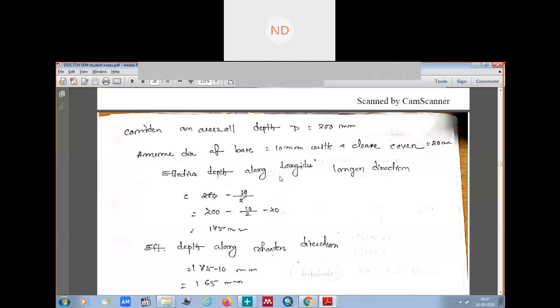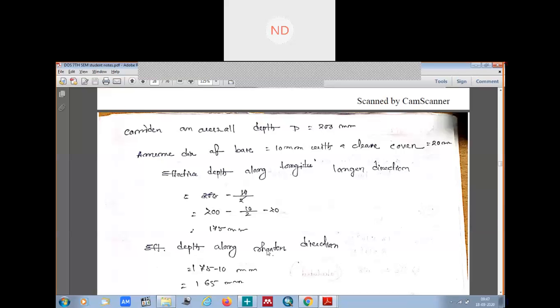Okay, these are the assumptions, you can take your own. So suppose in this particular question, we have assumed the diameter of the bar to be 10 mm with a clear cover of 20 mm. So the effective depth we will get, because we know the overall depth D. From the overall depth, if we subtract our clear cover and half of the diameter, we will get our effective depth, right? Which is 175 mm.